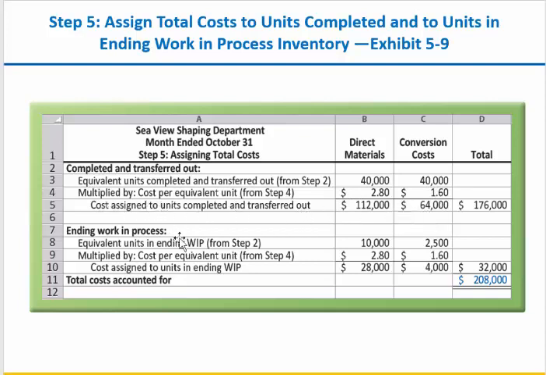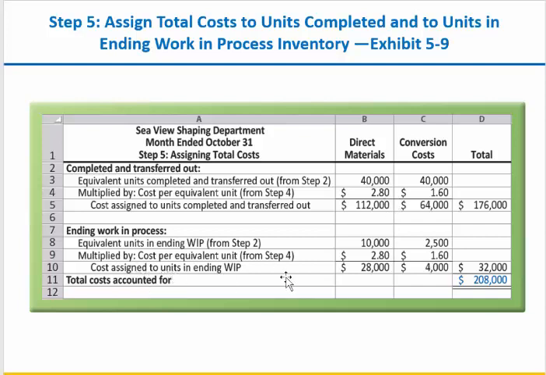In the meantime, you can also take a look at the ending work in process. We have their equivalent units in ending WIP from step 2, so please feel free to go back to the prior slides to check these numbers. Under direct materials, we have 10,000, and for conversion cost we have 2,500. We also have their unit costs, 2.8 and 1.6. We always use these numbers. These unit costs are the same, and they will be used over and over.